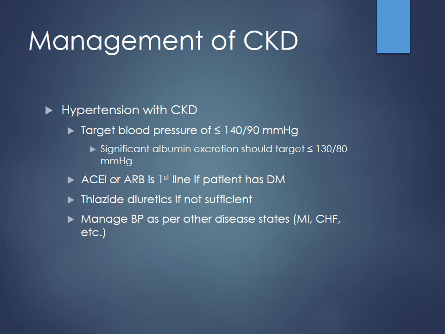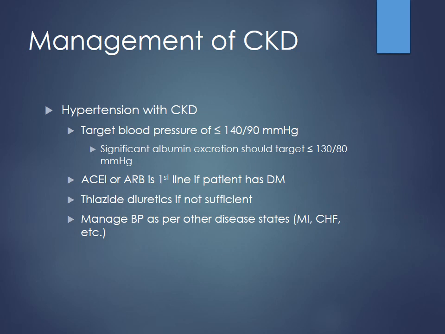Okay. As far as hypertension goes, usually the target blood pressure should be less than 140/90. You end up seeing, if they're having a lot of albumin excretion, a lot of proteinuria in the urine, then you may shoot for even a little bit lower blood pressure mark. So like 130/80 might be better for them. Again, if the patient has diabetes, ACE inhibitors are going to be best for them.